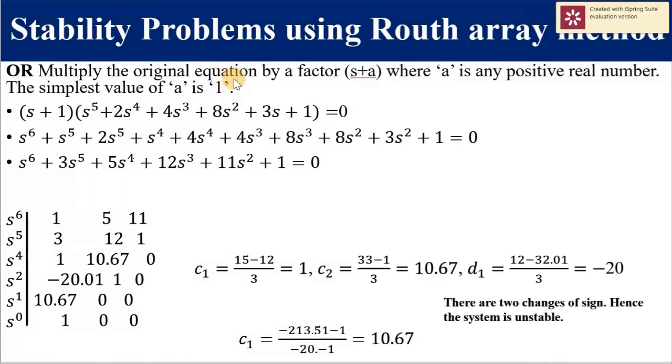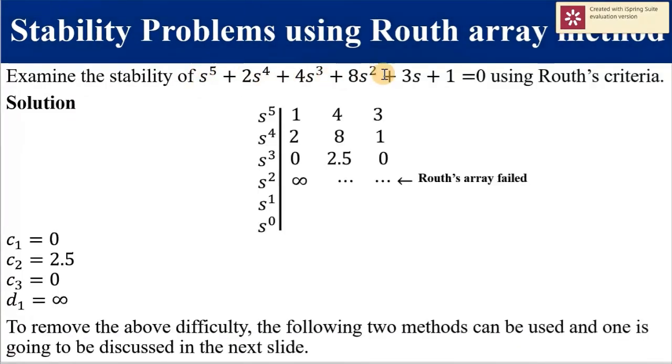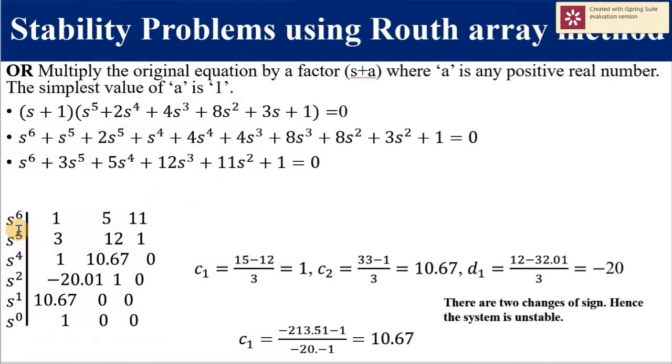Alternatively, you can multiply the original expression by s plus a, where a is a positive real number, and it is simple to use 1. So we are going to multiply s plus 1 by this expression. This is our expression. After multiplying, this is the result. So we are now going to populate the Routh-Hurwitz array table using these coefficients 1, 5, 11, 3, 12, and 1. We are now going to find C1, C2, D1.